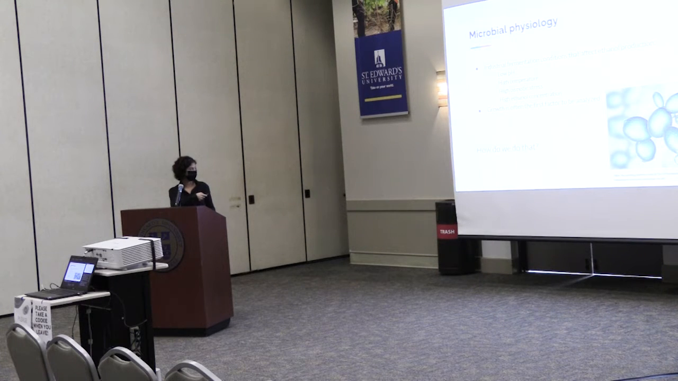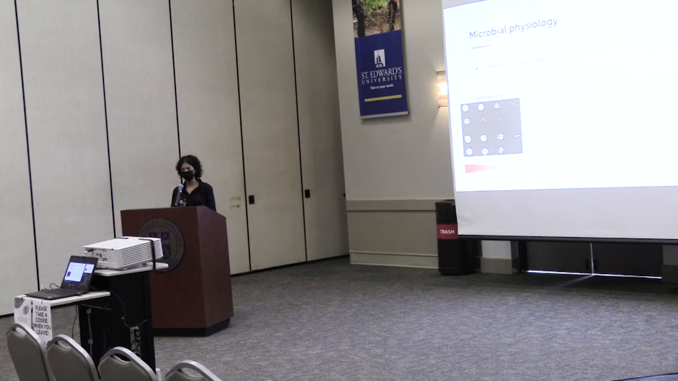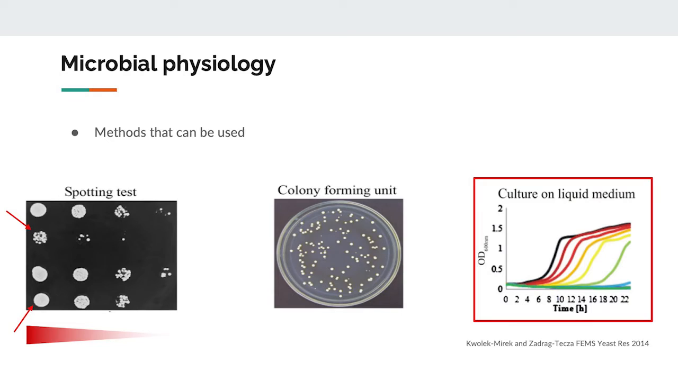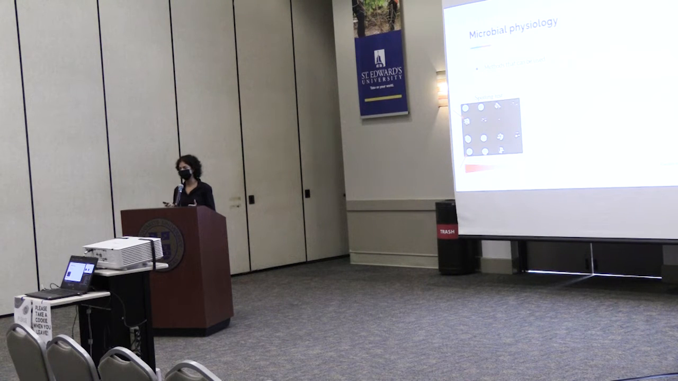But how do we measure growth? We can use many methods to look at growth. One of them is the spotting test, where you dilute a culture and see how well it grows. You can compare different strains and different dilutions, and as you can see in this picture, the fourth strain grew better than the second one. This test is more qualitative because you don't get numbers.